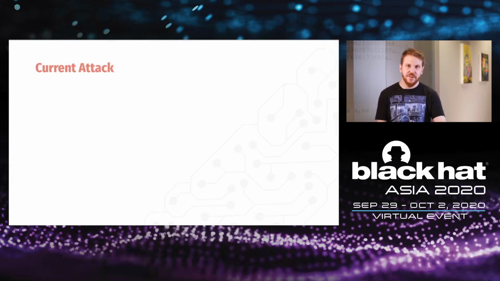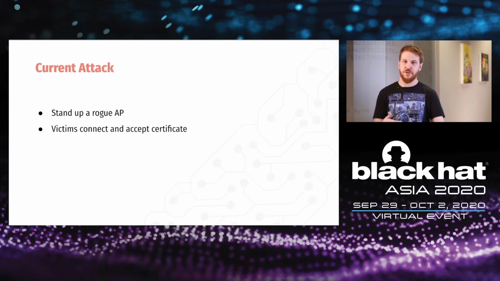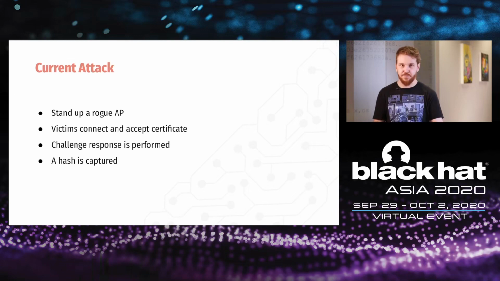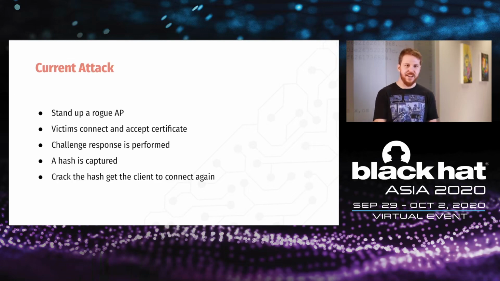So just going through the current attack, not against the iOS, you would stand up a rogue access point and trick victims into connecting. Once again, they'd have to accept your certificate. You would perform the challenge response, capture that hash, then go crack that hash, and then try and get the client to connect again. So it's not very real time, unless they have a really, really bad password, which you can always hope for as well.